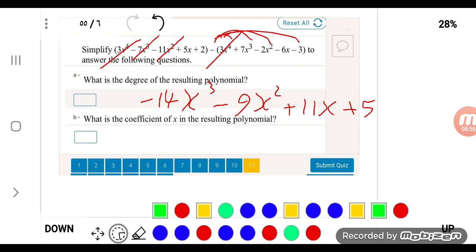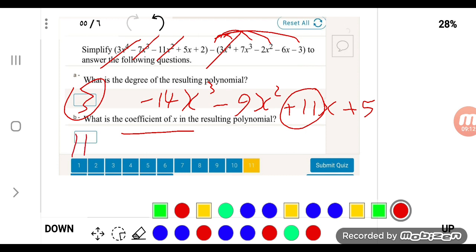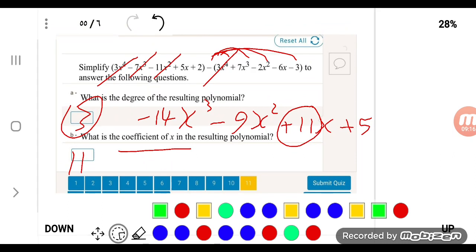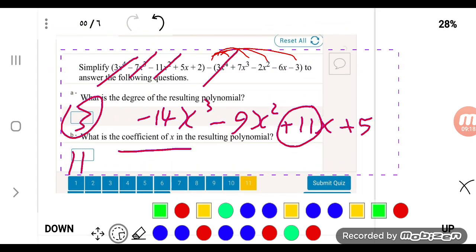Now, what is the degree of the resulting polynomial? Degree is the highest degree, which is 3. So the degree is 3. What is the coefficient of x in the resulting polynomial? Coefficient of x means the number next to x, which is 11. So the answer here is 11. And that was the answer to the question.